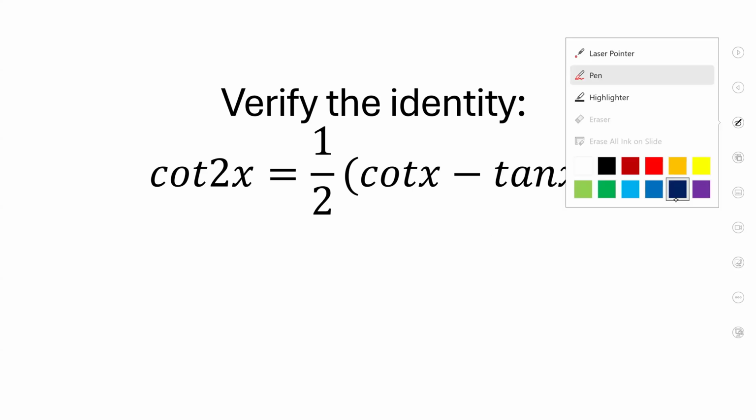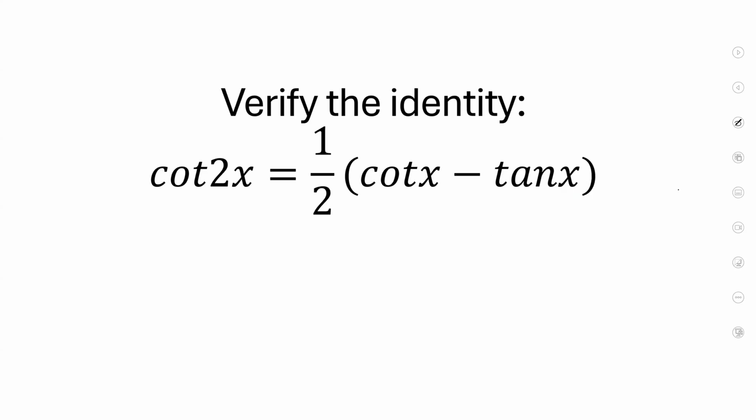Next one. So yes, a tip is to change things to sine and cosine. So I'm going to do cosine x over sine x. I'm changing cotangent. And I'm going to change tangent to sine over cosine. You need to show every step. You can't just jump over steps.